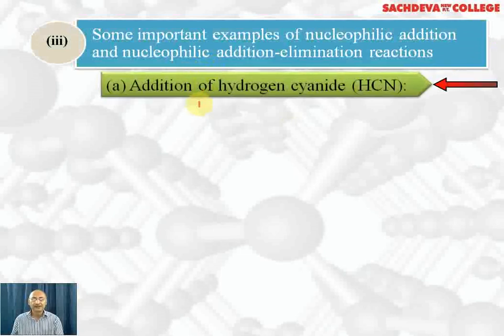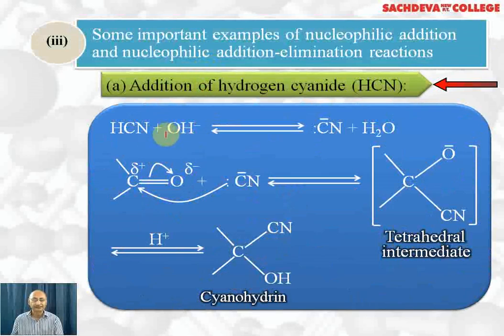First, we are taking addition of hydrogen cyanide. HCN reacts with OH ion. It removes H positive ion and generates cyanide ion, which is a nucleophile. This cyanide ion will attack the positively charged carbonyl carbon, which is polarized. Oxygen becomes negatively charged. So CN gets attached to this carbon and this oxygen becomes negatively charged.